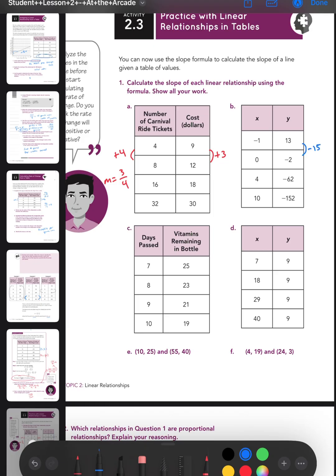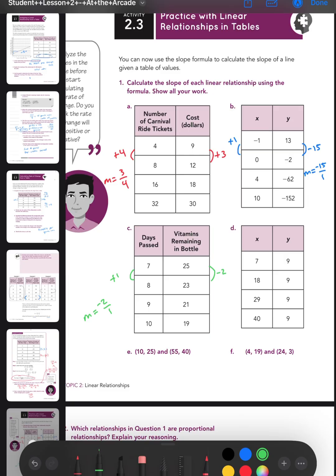Again, be careful with your negative numbers. Negative 1 to 0 is up 1. So our slope is negative 15 divided by 1, or just negative 15. Okay, for C, change in Y, 25 to 23 is down 2. Change in X, 7 to 8 is up 1. So our slope, change in Y divided by change in X, is negative 2 over 1, or just negative 2.